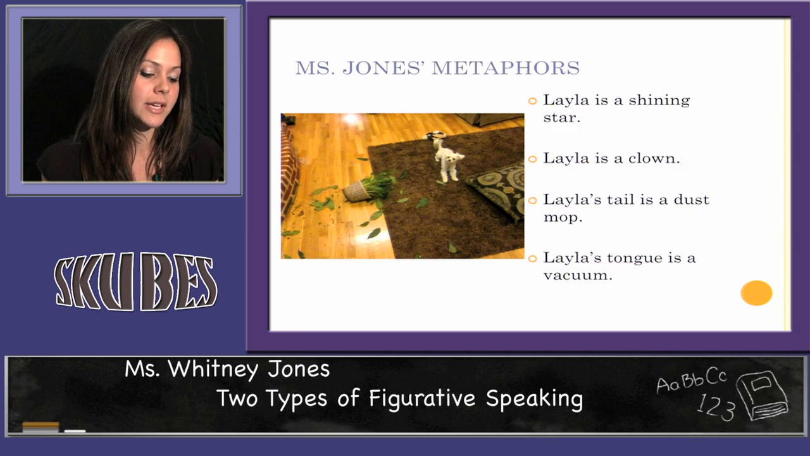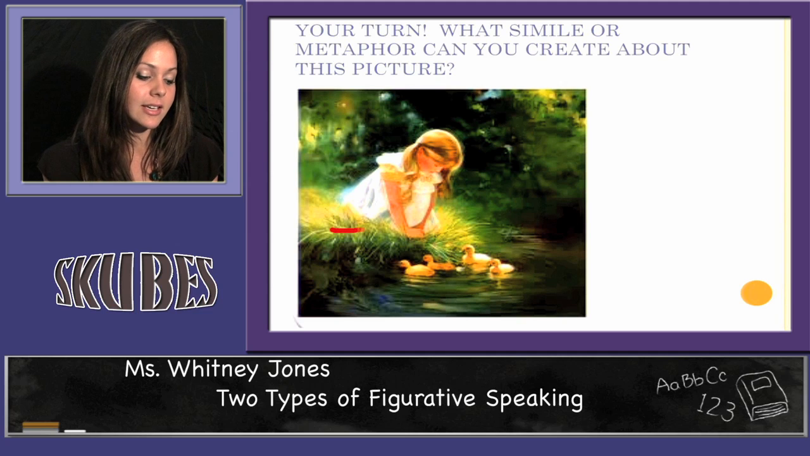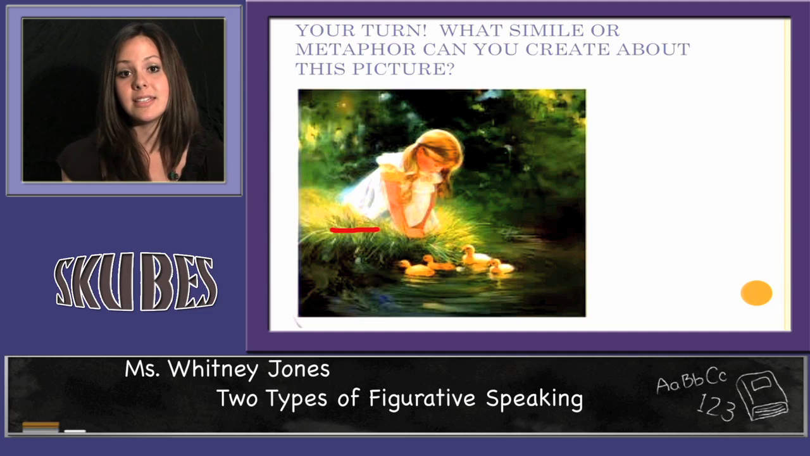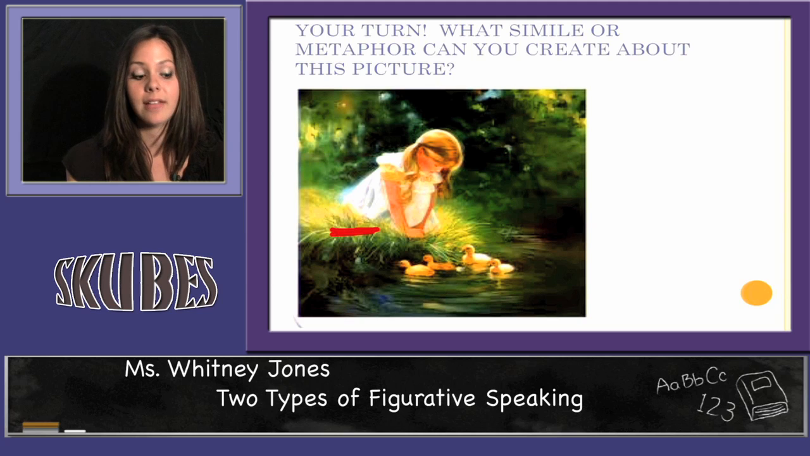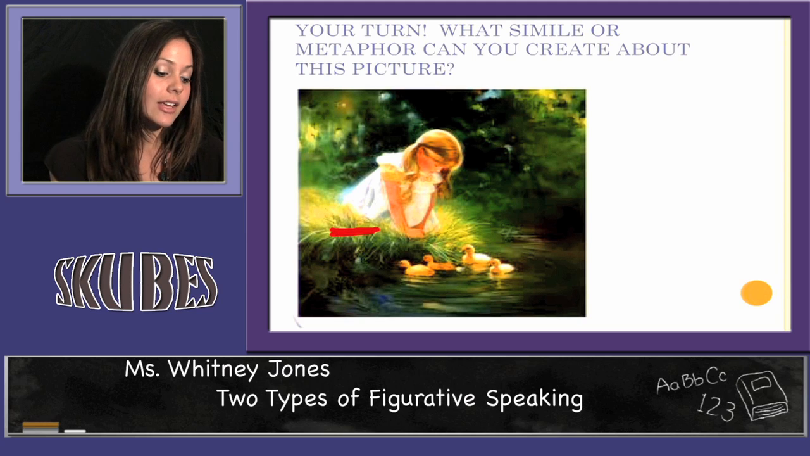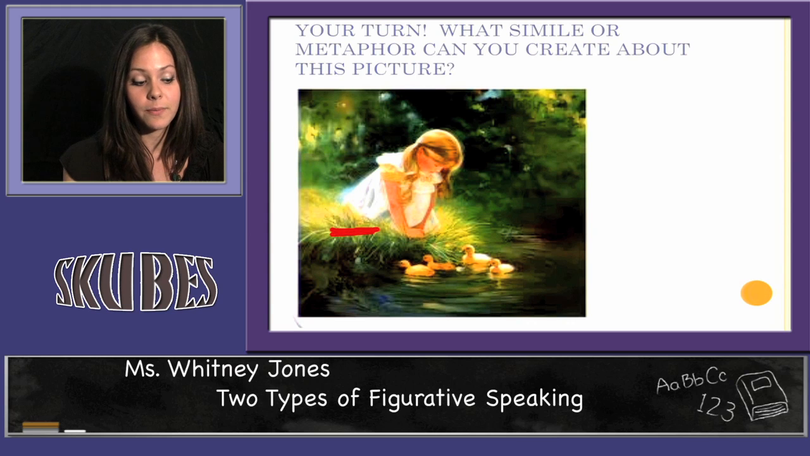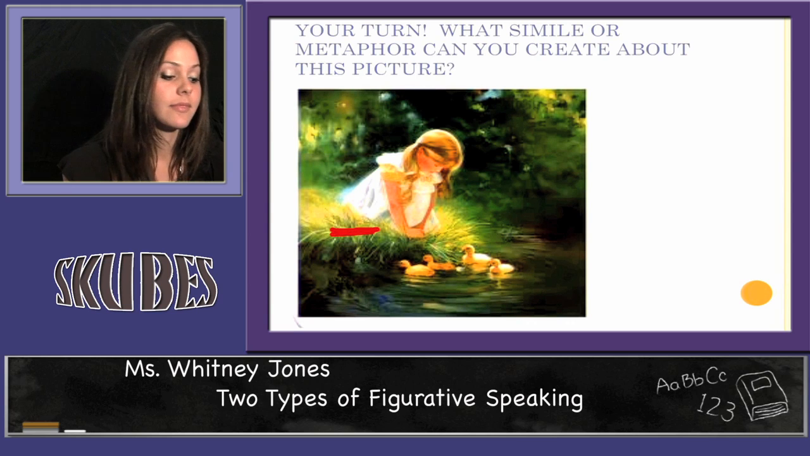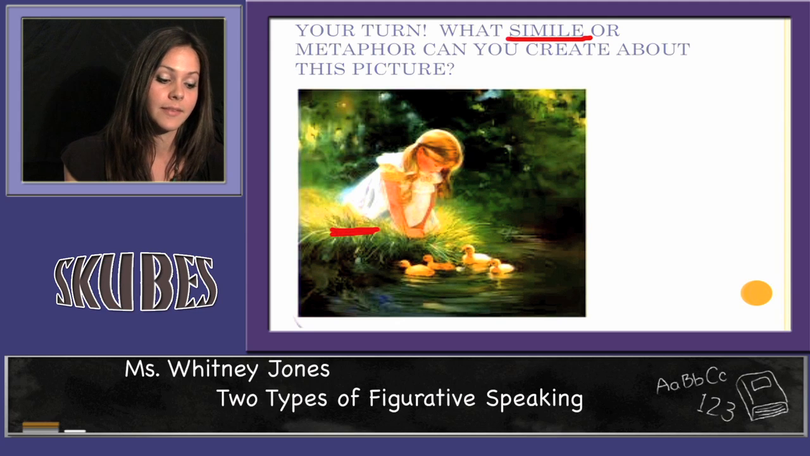Now let's look at some more pictures and see what we can come up with. When I look at this picture, I see a young girl, and I could say the girl is an angel. That is a metaphor because I'm comparing the girl to an angel without using like or as. I can also say the girl's dress is white like snow. That is a simile because I'm comparing her dress to snow, and I use the word like.